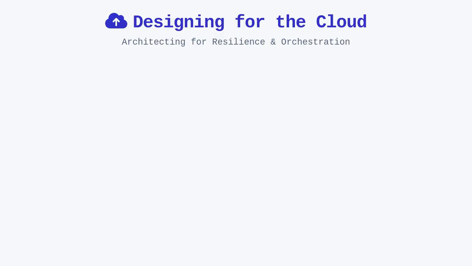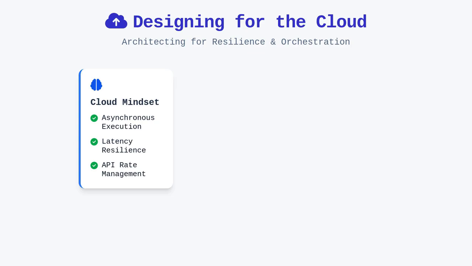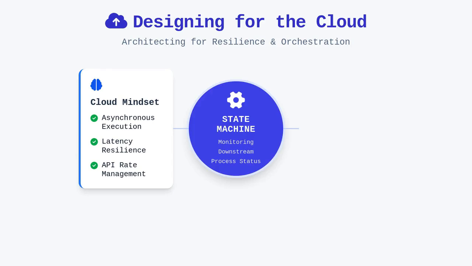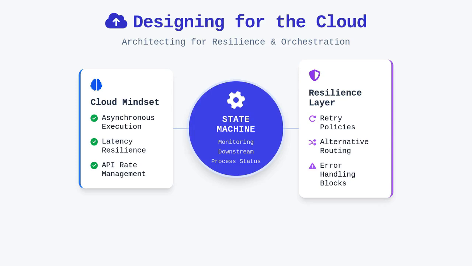Designing for the cloud requires a mindset that prioritizes asynchronous execution and resilience against network latency or API rate limits. Because a cloud flow sits at the top of the hierarchy, it must effectively manage the handoff to the desktop runtime environments. You should think of your cloud flow as a state machine that monitors the status of downstream processes. By leveraging error handling blocks at the cloud level, you can implement retry policies or alternative routing paths if a desktop flow fails to trigger or encounters an unexpected machine-side issue.